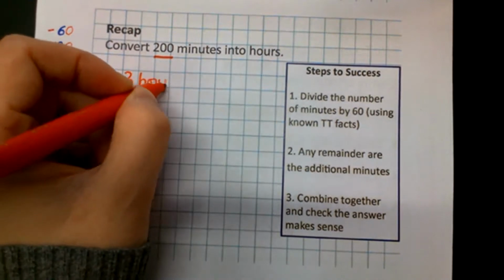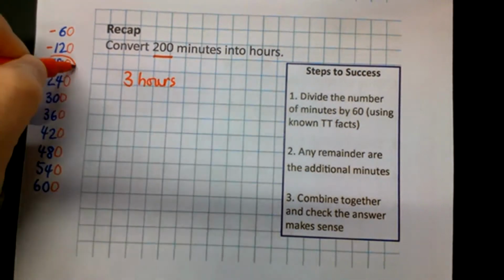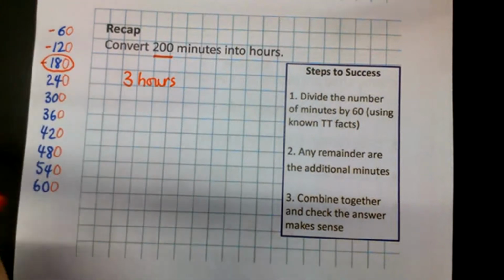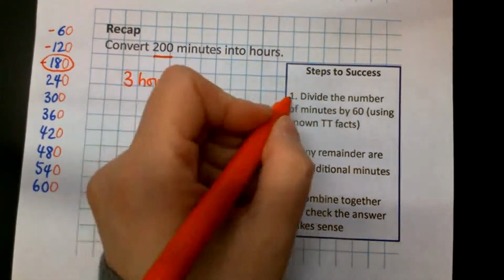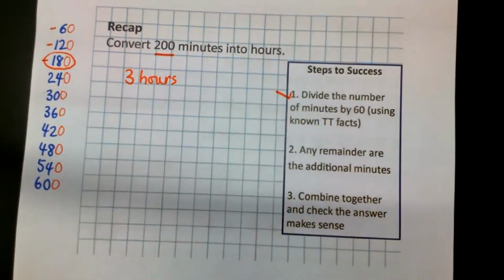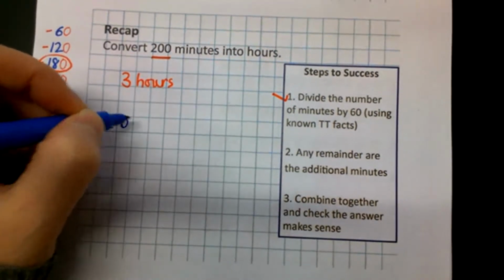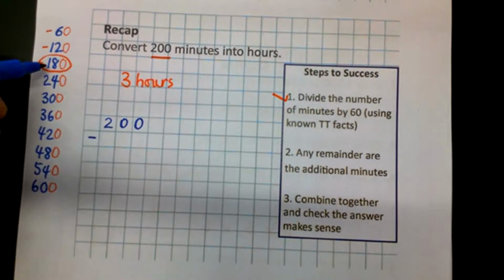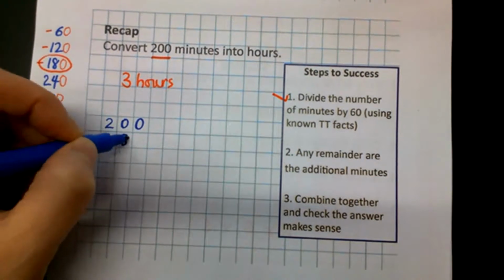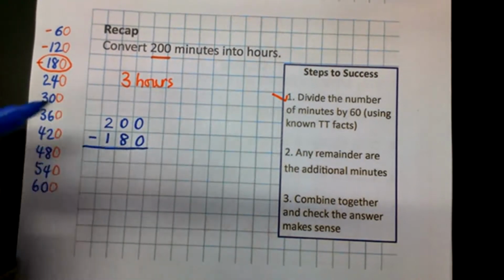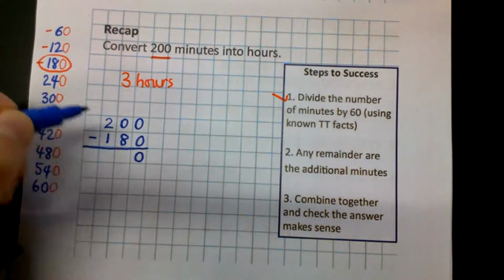I'm going to write that down here. And 3 hours is 180. Now I'm going to calculate how many minutes are remaining. So I'm going to start with my 200 minutes. And I'm going to subtract 180. 0 take away 0 equals 0.